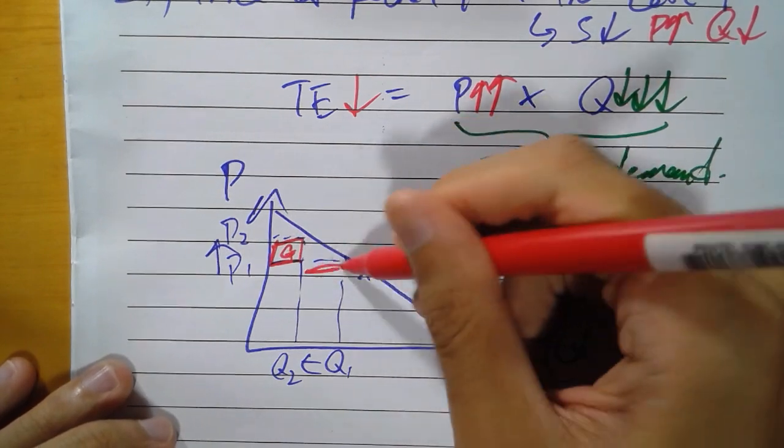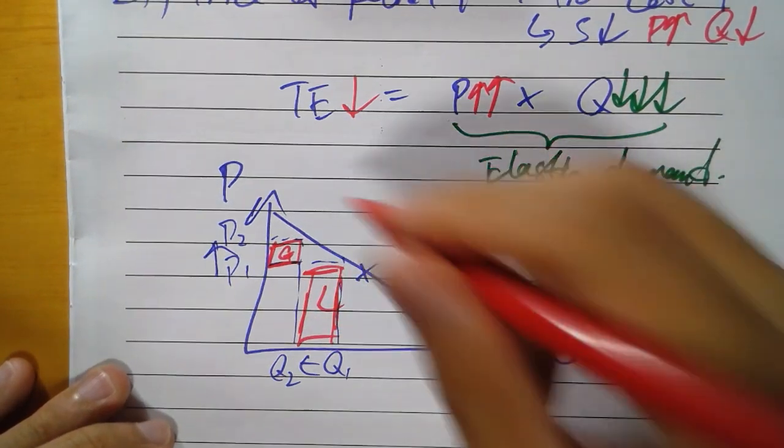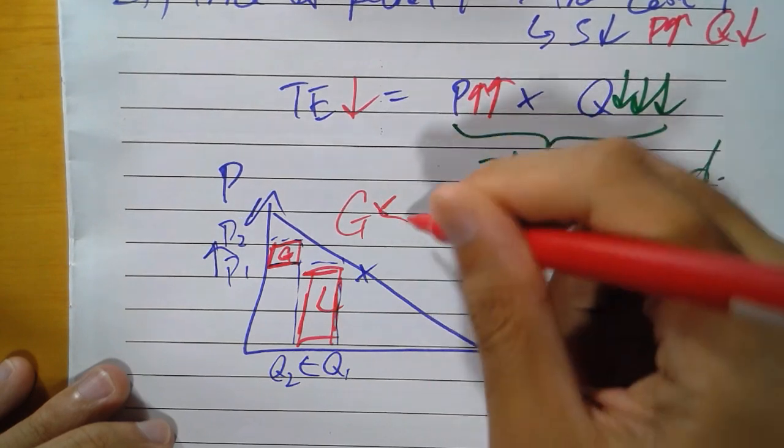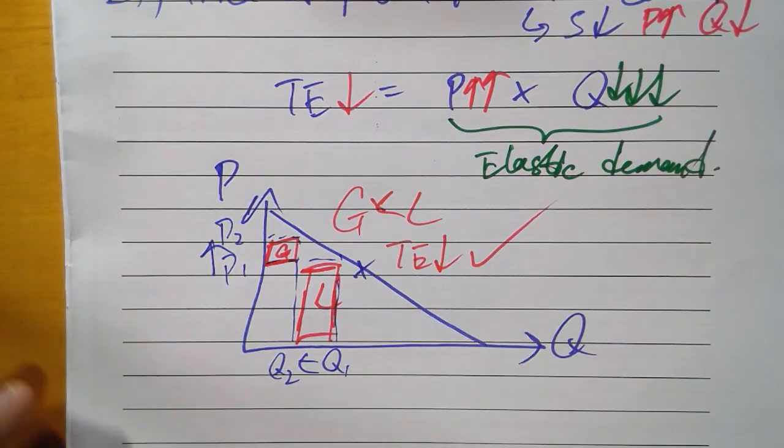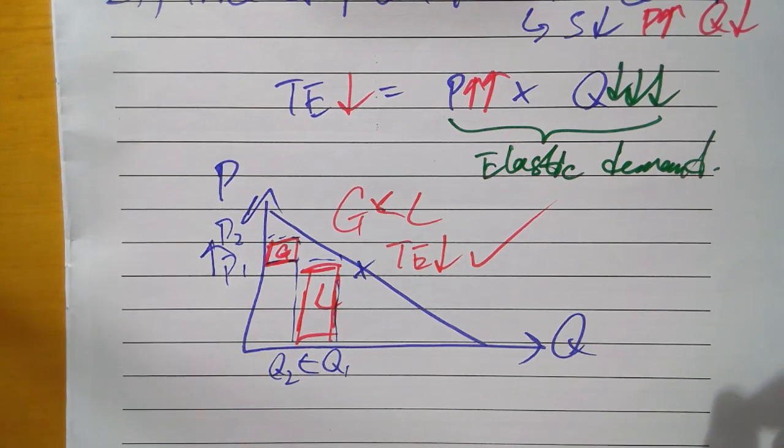This is gain. This is loss. Gain is smaller than loss. So TE decreases. The answer we want. Okay, in line with the answer that we want.